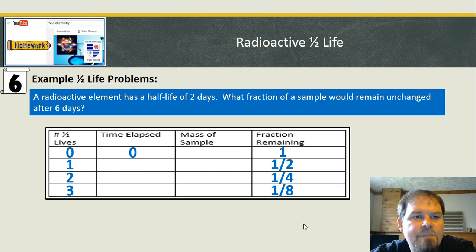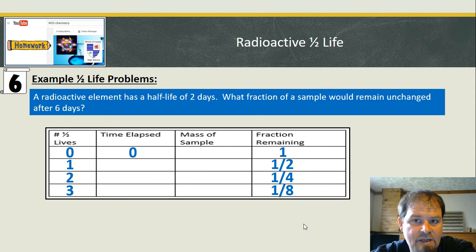So now it says a radioactive element, don't know what it is, has a half-life of 2 days. It says what fraction would remain unchanged after 6 days? Okay, so the problem is giving me days, which is time elapsed. So I'm just going to go ahead and start filling in this time elapsed based on what I know until I get to 6, and then I get to stop.